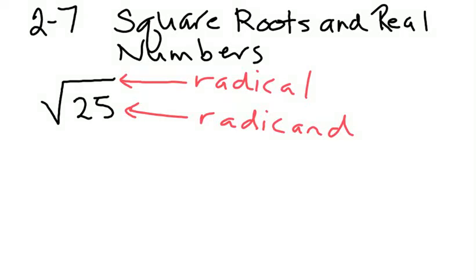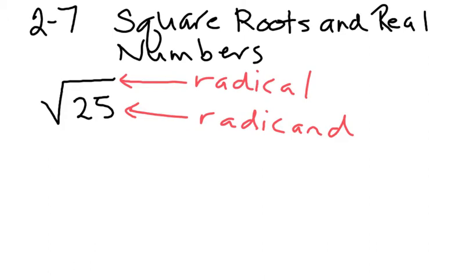Okay, 2-7. Square roots and real numbers. Let's talk about square roots. First, some terminology. This symbol is called a radical. Sometimes we call it the square root sign, but it's actually called a radical. The number underneath the radical is called the radicand.